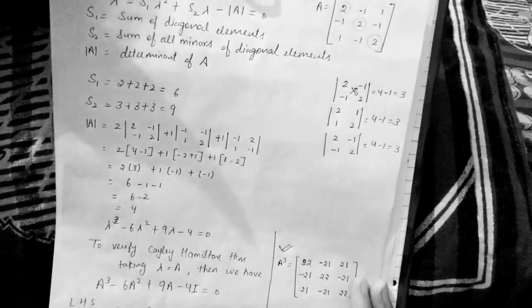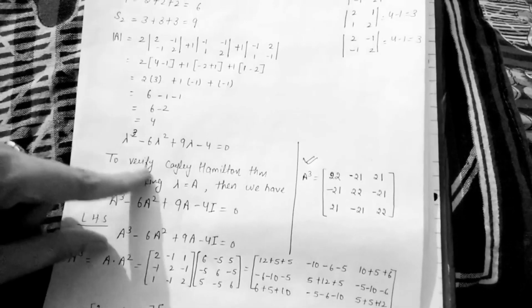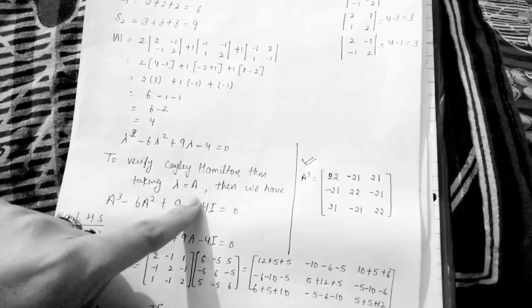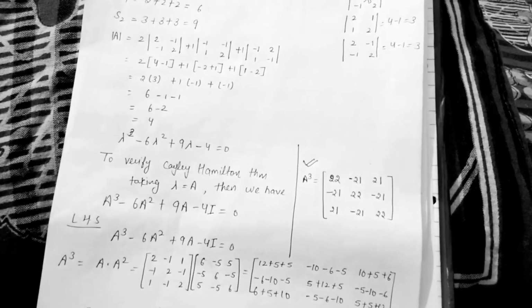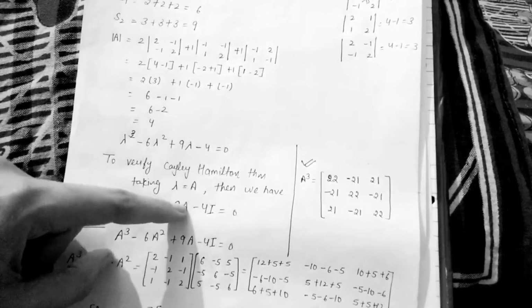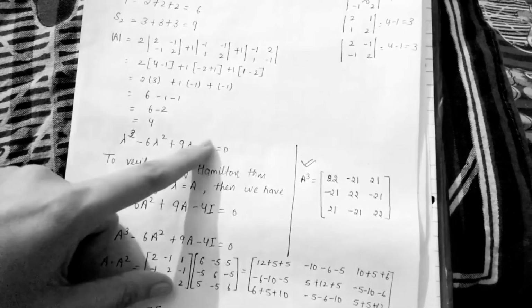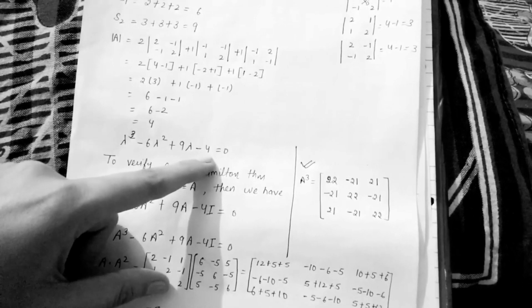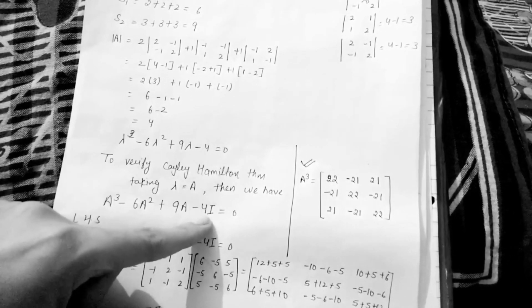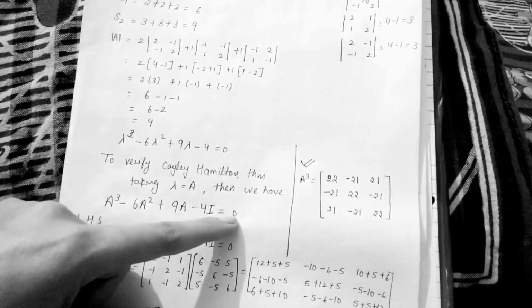So now I'm going to verify the Cayley-Hamilton theorem. How can we verify Cayley-Hamilton? For this we take lambda equal to capital A, the given matrix, that is right. So I'm putting the value: A cube minus 6A square minus 9A minus 4 into I. Here it is 4 into 1, but in matrix form 1 is the identity matrix. So we write the constant as 4 into I, equal to 0.